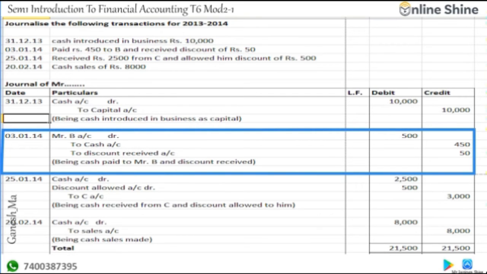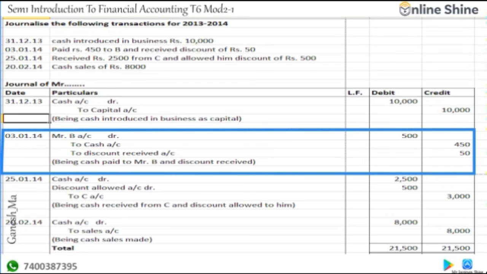so my cash has gone out. To cash account rupees 450, and I received a discount. Now discount received is my income, which you can call a nominal account. Credit all incomes and gains. To discount received rupees 50. So Mr. B will be debited by 500, cash will be credited by 450, discount received will be credited by 50. So 500 and 500 tallied. For the narration you will put: being cash paid to Mr. B and received a discount. Understood?